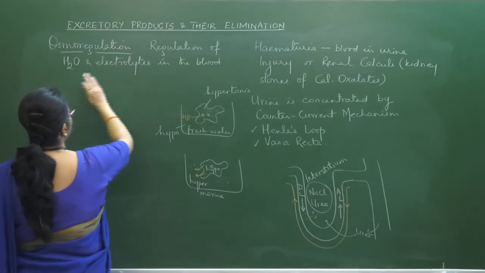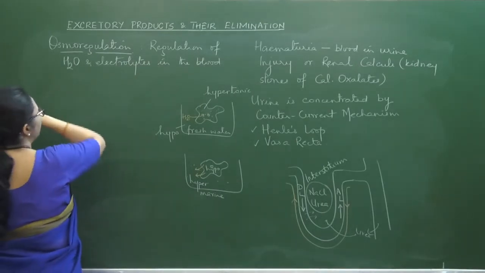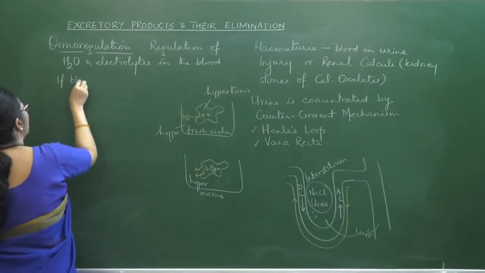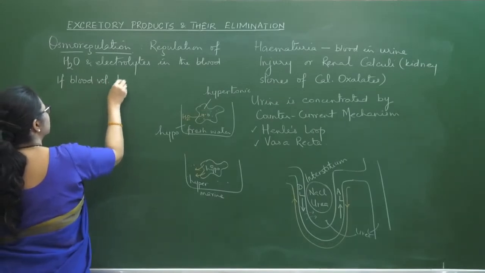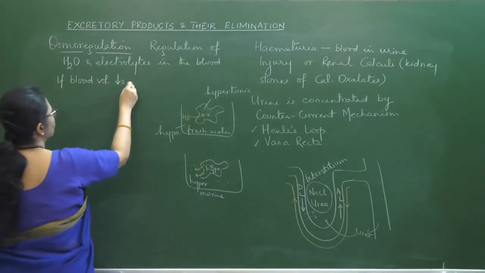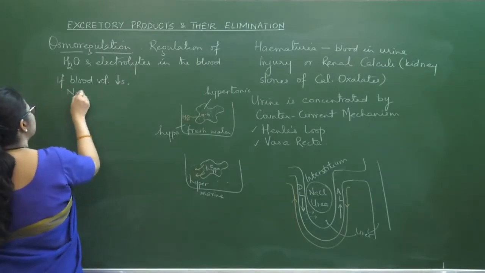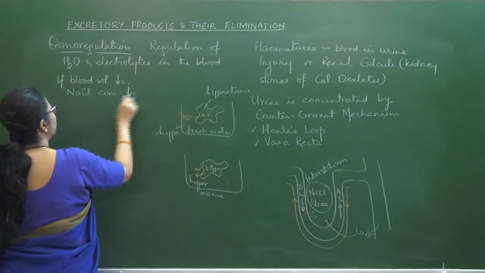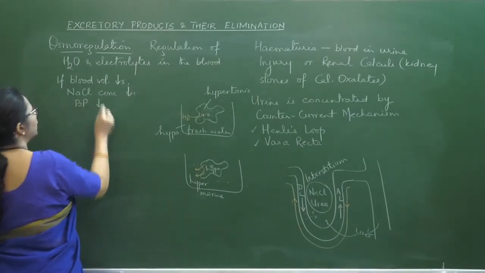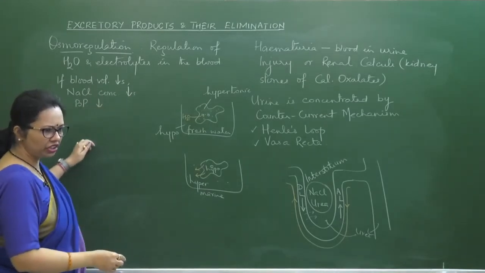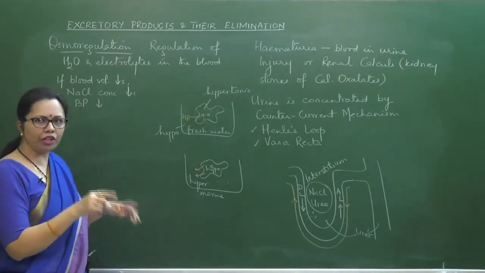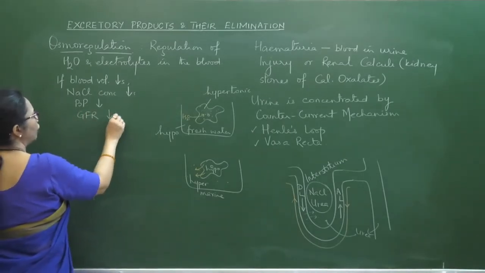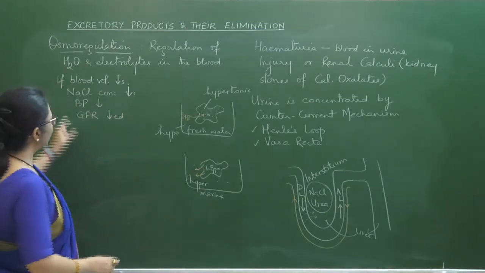I'll talk about osmoregulation in us. So regulation of water and electrolytes in the blood, and in this case let us take a few situations, like if blood volume decreases, so along with that we can write so many things. NaCl in the blood is less, NaCl concentration decreases, and with this we can relate blood pressure decreases. And if all these are in the decreased state, you can also relate that GFR is also going to decrease. So even the GFR is decreased. Okay, so I've put all the conditions together.